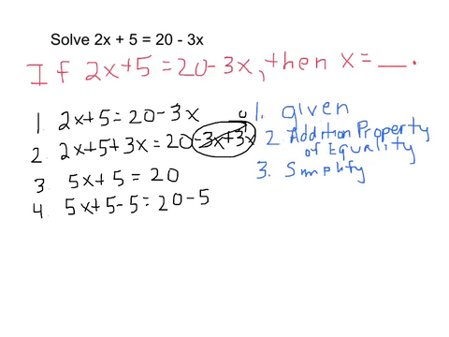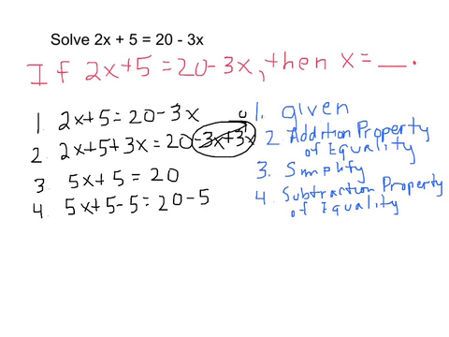And how do we know that we can subtract 5 from both sides and keep the equal sign in between? That, of course, is the subtraction property of equality. All of those properties of equality basically say whatever we do to one side, we have to do to the other in order to preserve that equality.